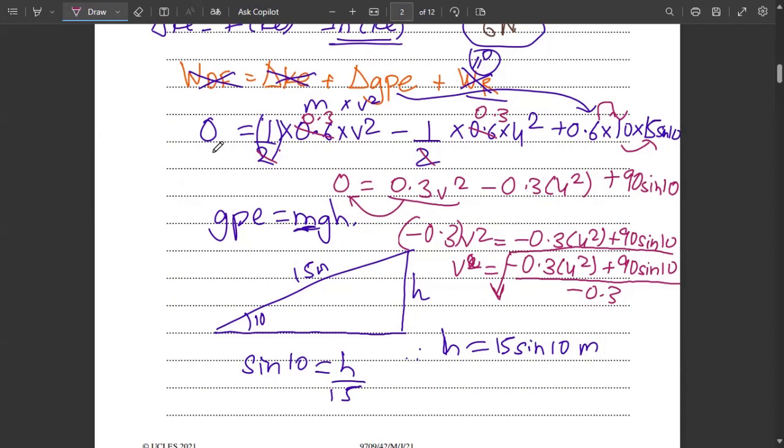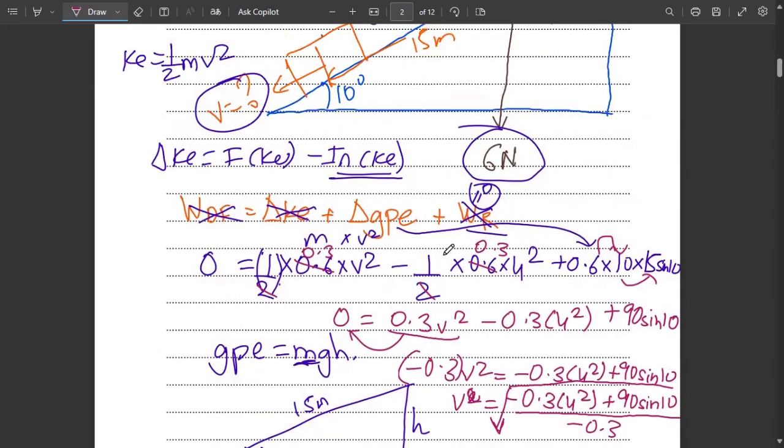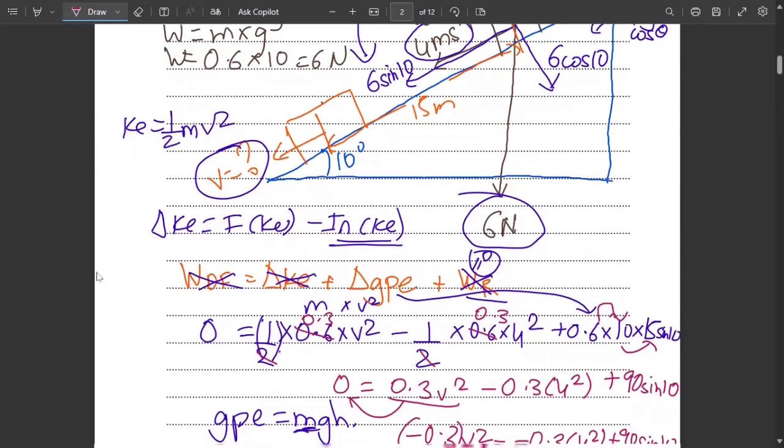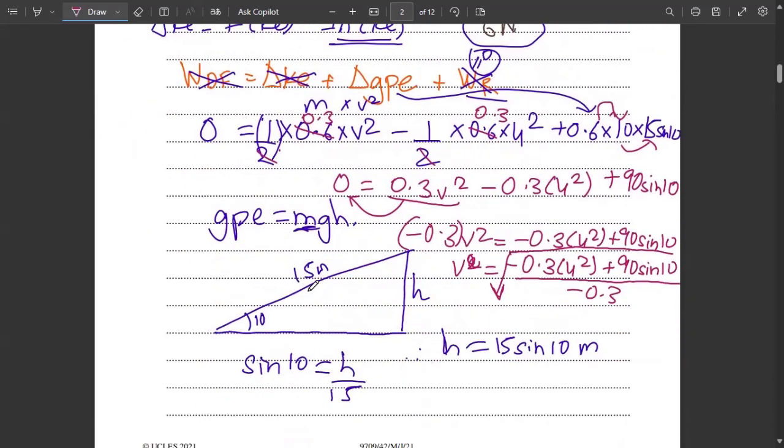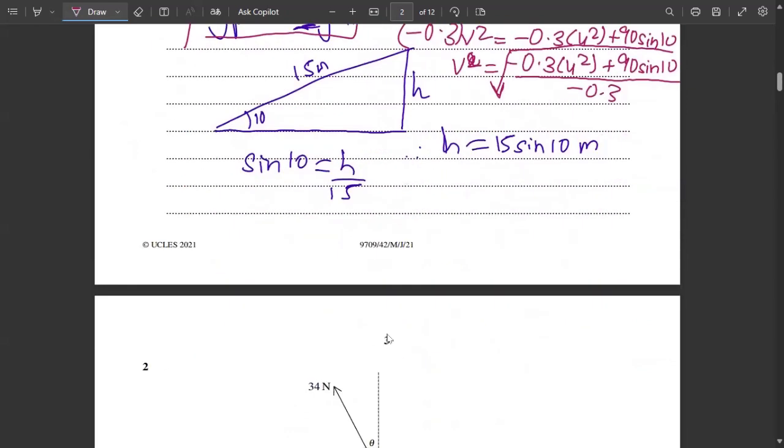So the answer is v square. Now here there is one thing which we missed. What is GP? GP is mass into gravity into height. And what we are finding here is delta GP, which is the change in GP.